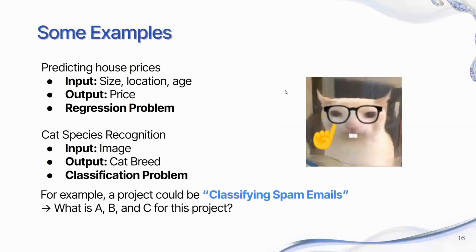Okay, so some examples here. For example, let's say you want to predict house prices. Your inputs, or your features, can be many different things, for example the size, the location, the age. The output would be the price. That would be a regression problem.